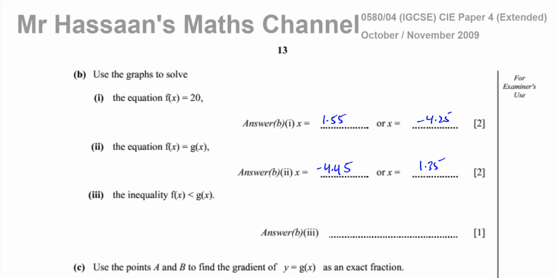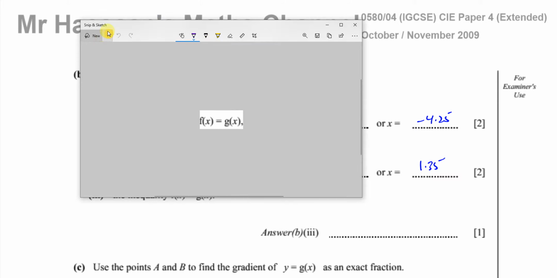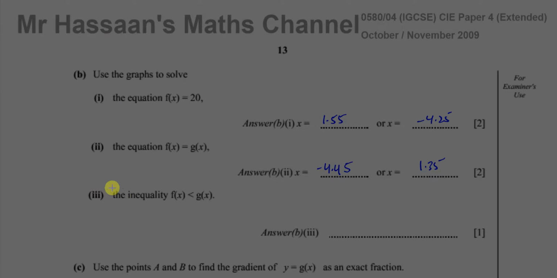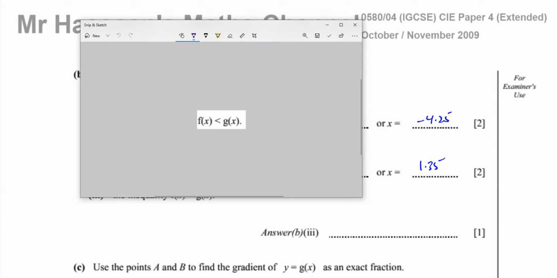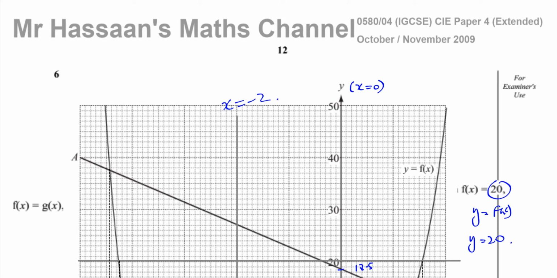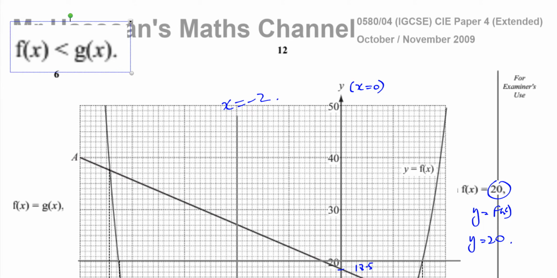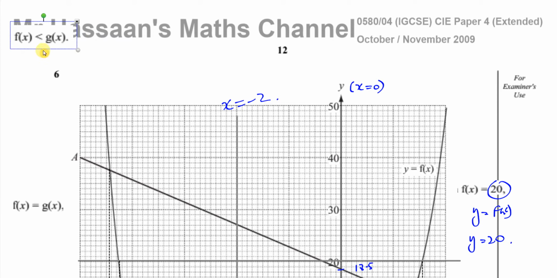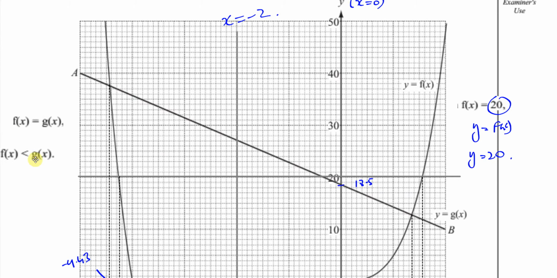And now we've got to solve the inequality f(x) is less than g(x). So how do we solve an inequality using a graph, graphically? Well, we do it visually. It's quite simple, because where is f(x) less than g(x)? Well, let's have a look at the whole thing.